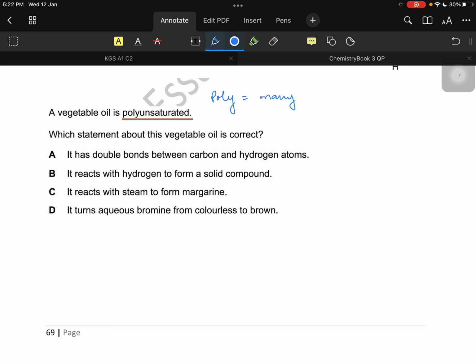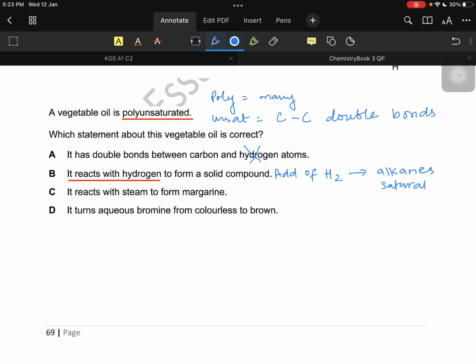It has a double bond between carbon and hydrogen atoms. No, sorry, there are no double bonds between carbon and hydrogen atoms, never. It reacts with hydrogen to form a solid compound. I know that unsaturated compounds do react with hydrogen in a reaction known as addition of hydrogen, and when addition of hydrogen happens, they make alkanes, which are saturated compounds. But let's park it and see the other options.